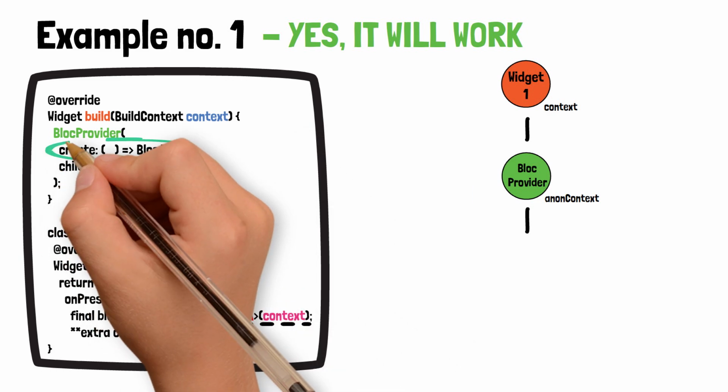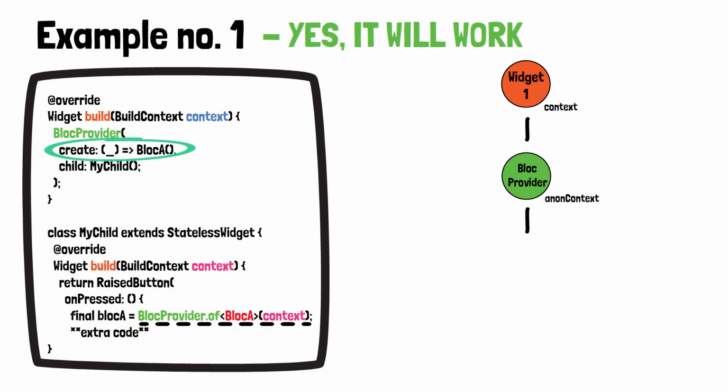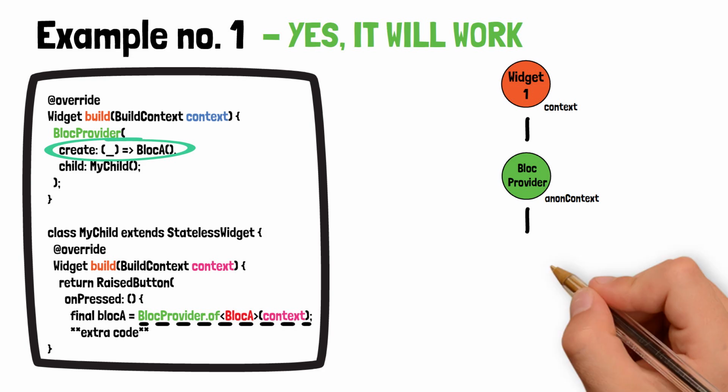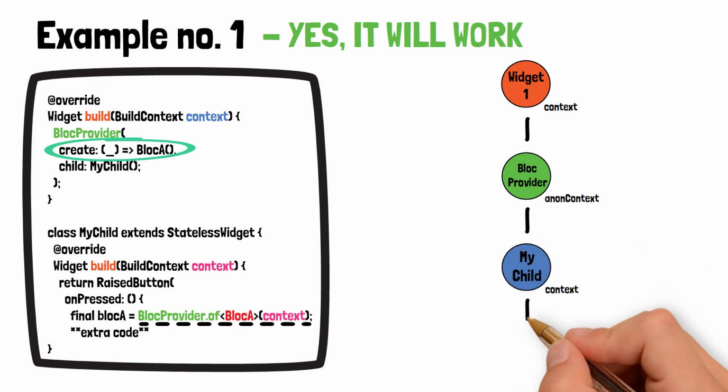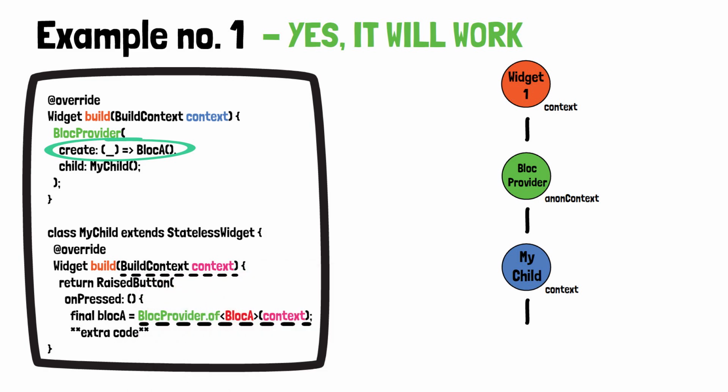Bear in mind, whenever you see an underscore passed as a parameter to a function, it translates to, it doesn't matter which parameter it's passed there, we don't care about its name. So in our case, we don't actually care about the name of the context in which block A is created. Then we have a child called myChild, which is also built in a context, build context. Remember that even though these build functions have the same parameter names, they're not the same. This is a completely separate context from the context above.